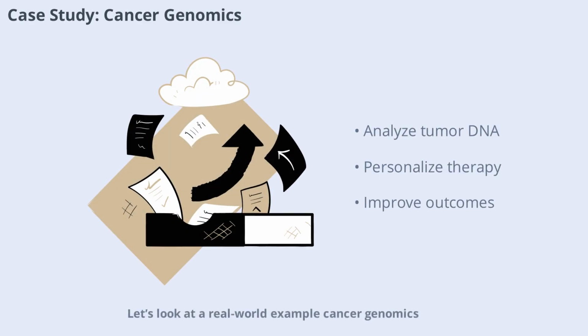Let's look at a real-world example: cancer genomics. Algorithms are used to analyze tumor DNA, identify mutations, and predict which treatments will be most effective. By integrating data from multiple sources, algorithms help personalize cancer therapy and improve patient outcomes. This case study highlights the transformative impact of algorithms in medicine.